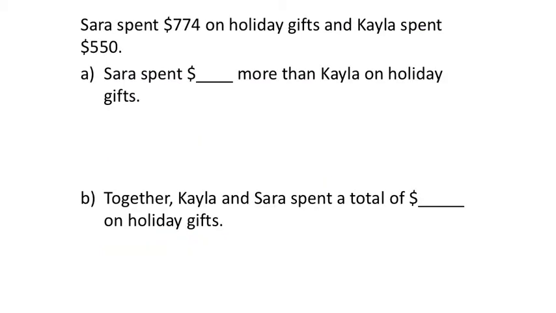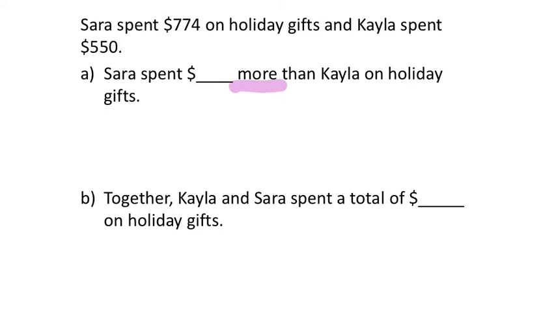Sara spent $774 on holiday gifts, and Kayla spent $550. So Sara spent blank dollars more than Kayla on holiday gifts. Well, since this one is asking how much more was spent, and yes, we do know that Sara spent more. We should be able to tell that just by looking at the two numbers. $700 is more than 500, no matter what numbers you have in the tens or ones place values. So we're going to take Sara's amount, and more indicates subtraction.